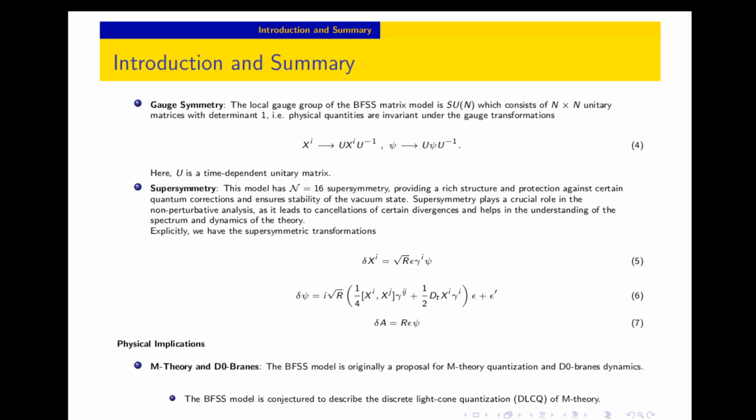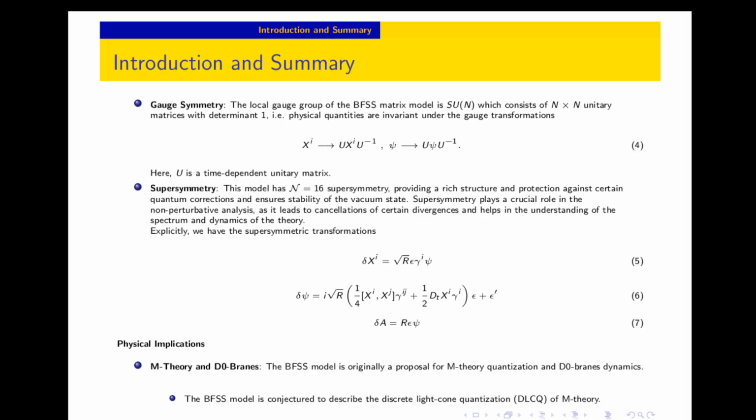Supersymmetry. The BFSS matrix model is endowed with N = 16 supersymmetry, which plays a crucial role in the stability and analysis of the model. Supersymmetry leads to cancellations of certain quantum corrections, aiding in the understanding of the spectrum and dynamics of the theory. The explicit supersymmetric transformations are given by equations 5, 6, and 7.